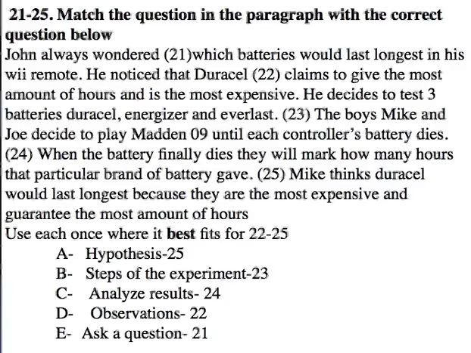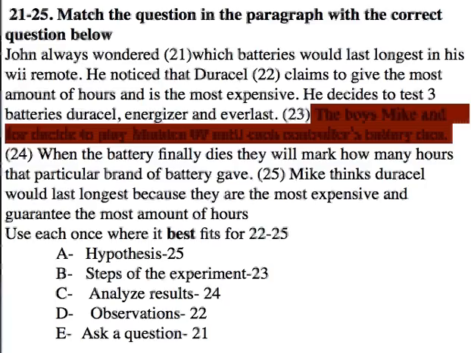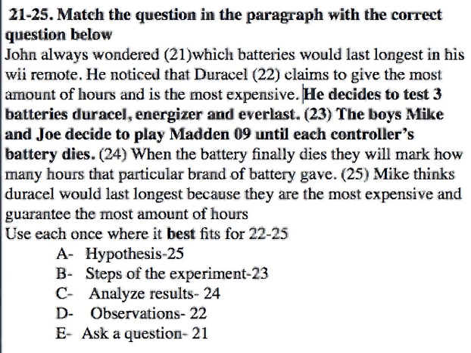He decides to test 3 batteries, Duracell, Energizer, and Everlast. The boys Mike and Joe decide to play Madden 09 until each of the batteries' controller dies. Here's where a lot of you messed up. If you look at these two sentences here, you can take either one, before or after the 23. And notice that basically what they're saying is what they did in their experiment. That would be considered steps of the experiment.